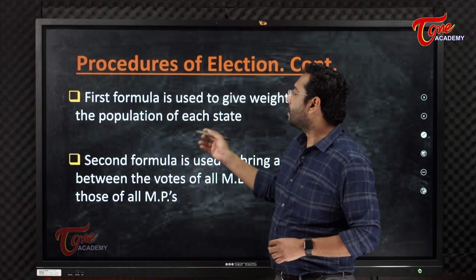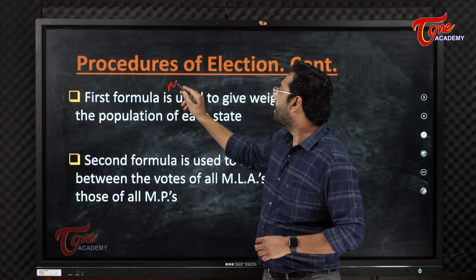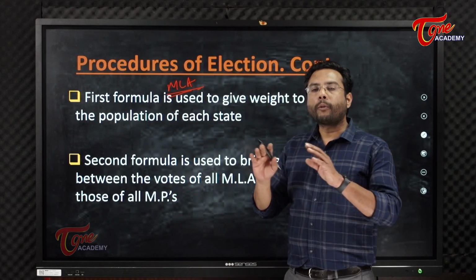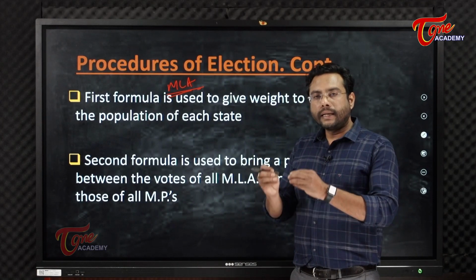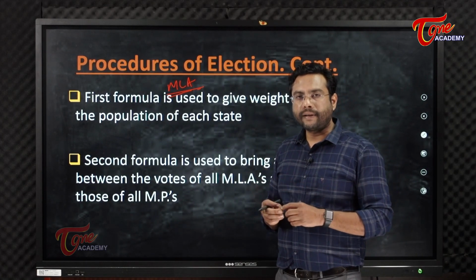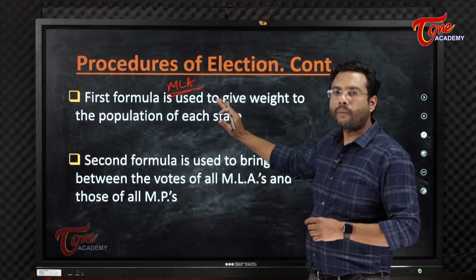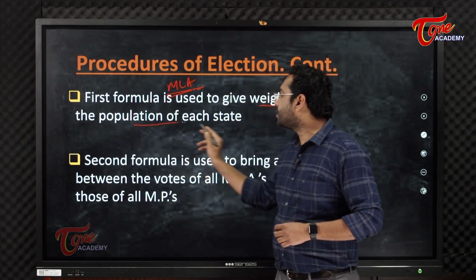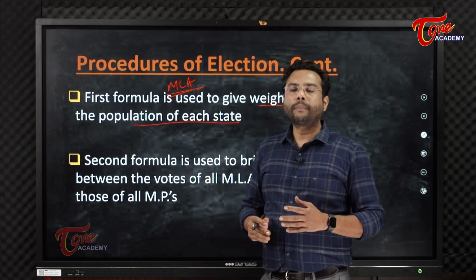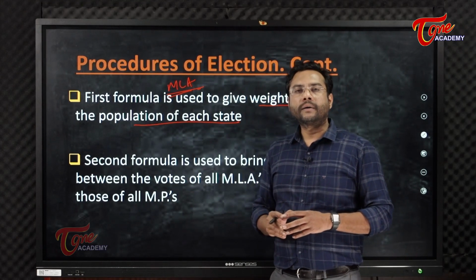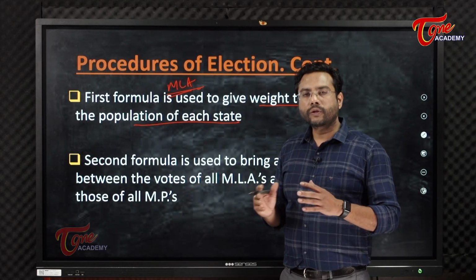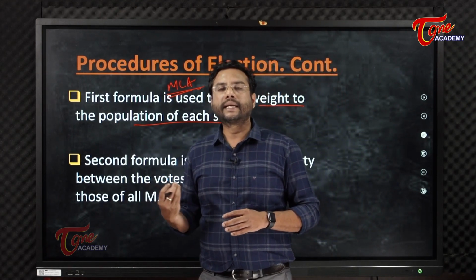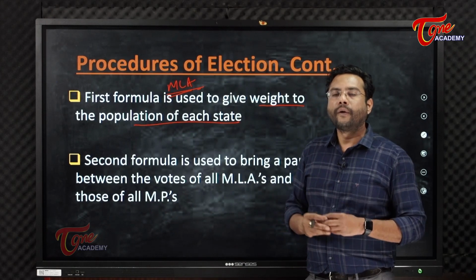So this first formula, that is when we say the value of MLA, is calculated by first taking the total population of the state, divided by the number of elected members of the legislative assembly, into 1 by 1000. This formula ensures that it gives weightage to the population of each state, because as we know, the population of Uttar Pradesh is larger. We have most of the population in Uttar Pradesh.